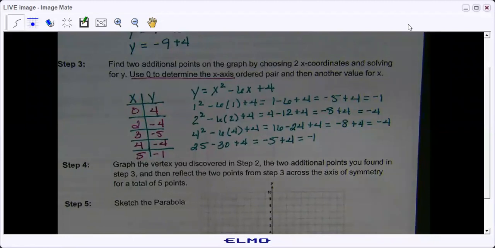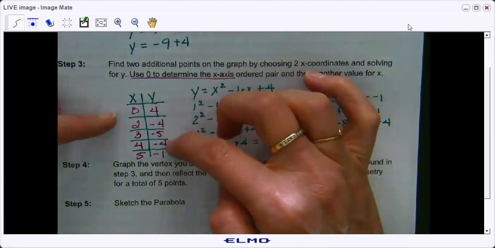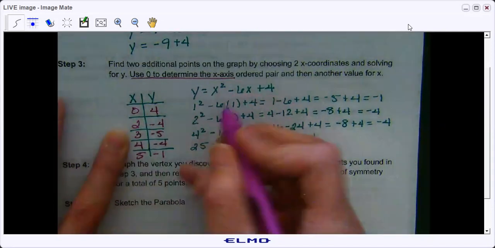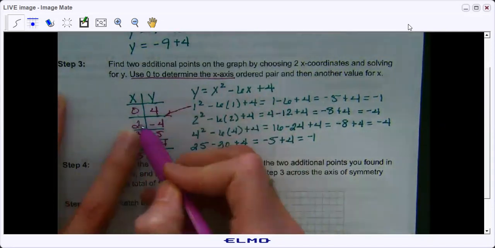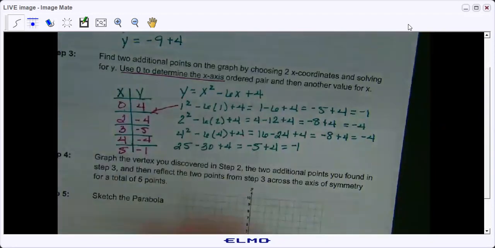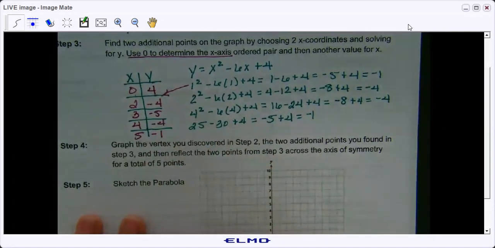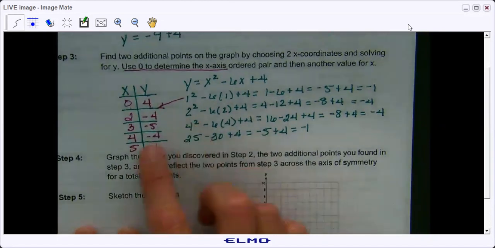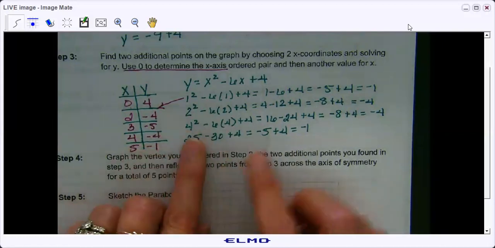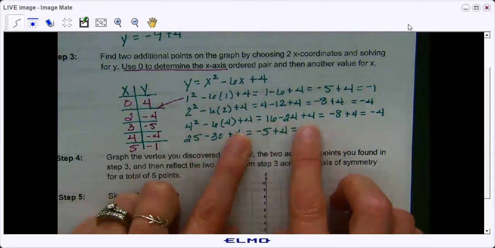Okay, so here are my ordered pairs. Now, when I did this, I got (0, 4), (2, -4), (3, -5), (4, -4), (5, -1). So what I did was I also found 1, and that would go in between the 0 and the 2, and I got -1. This is going to form the parabola. For 4 and 5, 4 squared is 16, -6 times 4 is -24, plus 4.